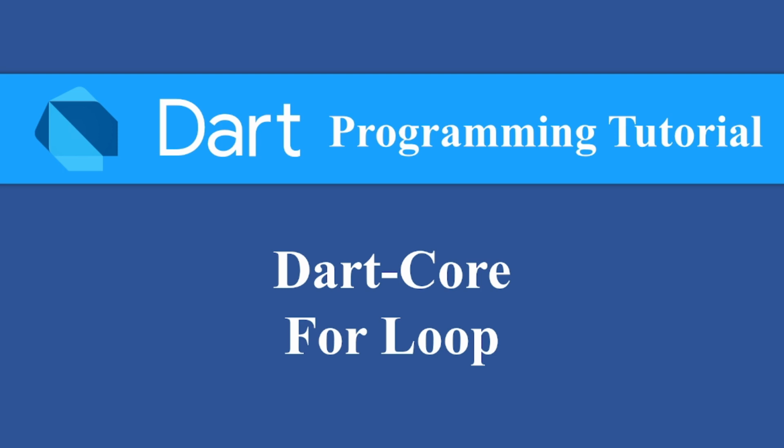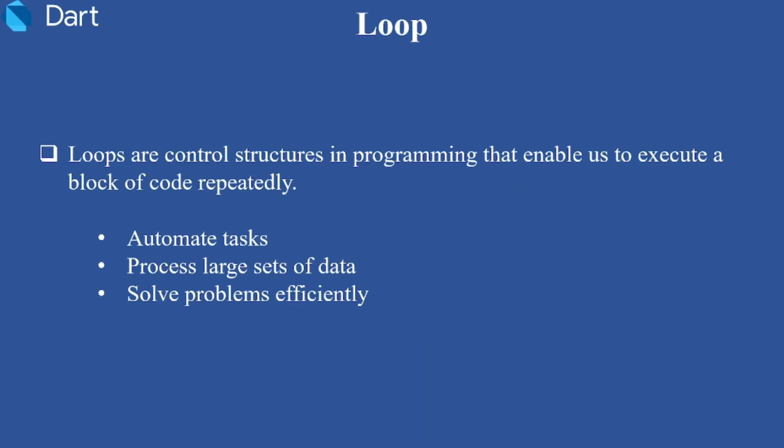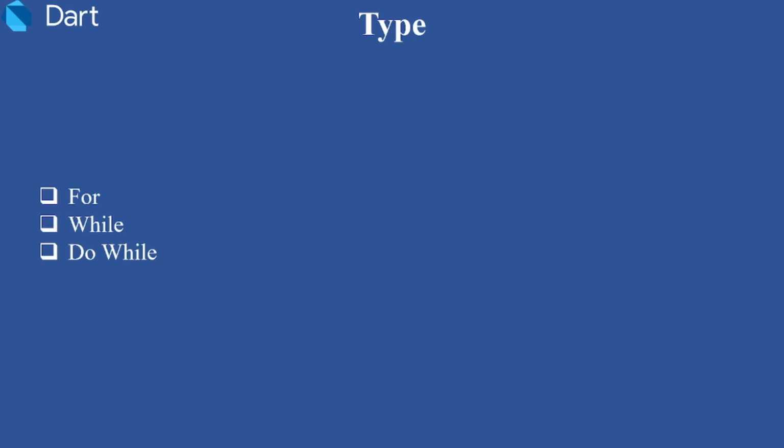In this tutorial, we will discuss for loops. Let's start with a formal definition of loop. Loops are control structures in programming that enable us to execute a block of code repeatedly. They allow us to automate tasks, process large sets of data, and solve problems efficiently. There are three types of loops in the Dart programming language: for, while, and do while loops.